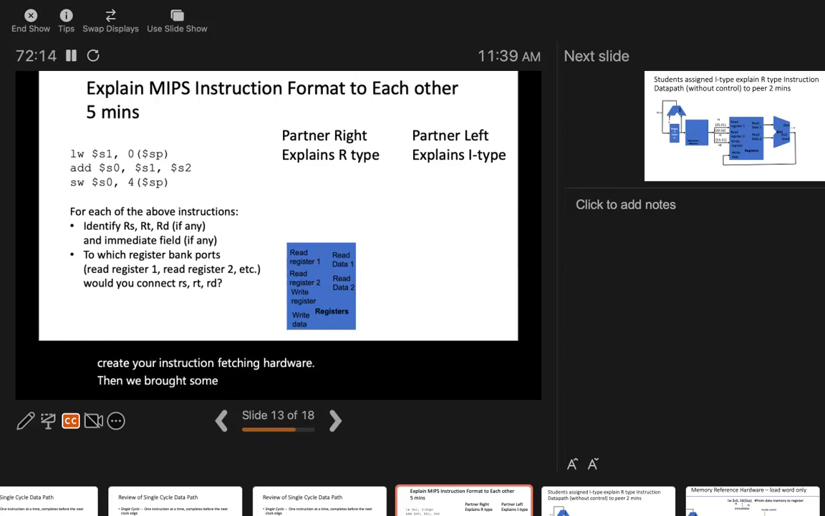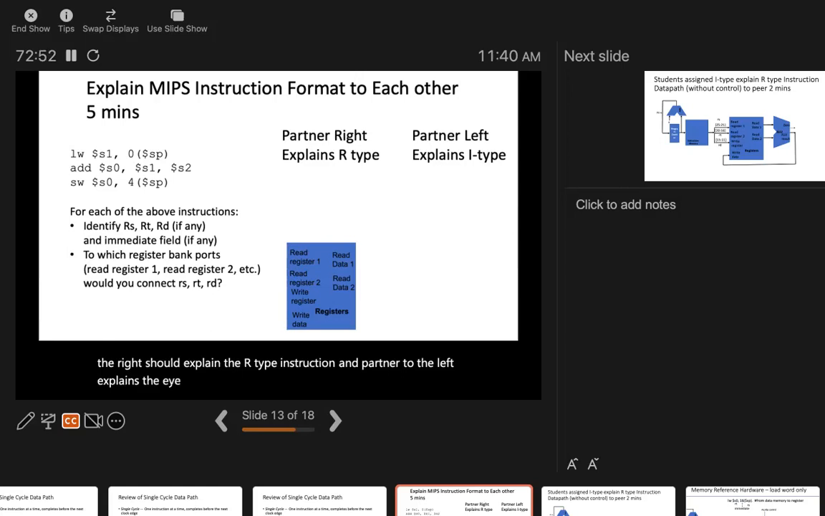Before you go, here's what I would like for you to do. These are the different instructions: load word, add, and SW. Again, I would like for you to pair up again. And this time, partner to the right should explain the R-type instruction, and partner to the left explains the I-type instruction. And this is specifically what you're explaining. For each of these instructions, you have to identify what is RS, what is RT, what is RD, if any, and what is the immediate field, if any, and to which register bank ports should these go. That's what you're explaining to your peers.